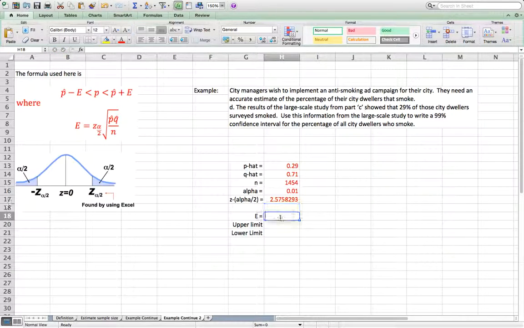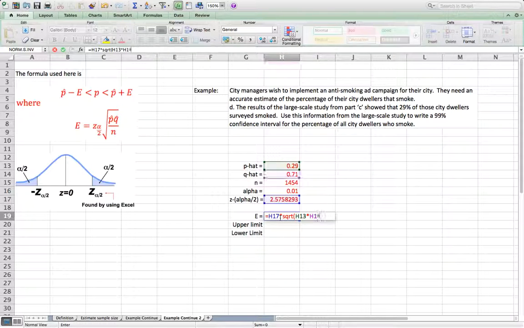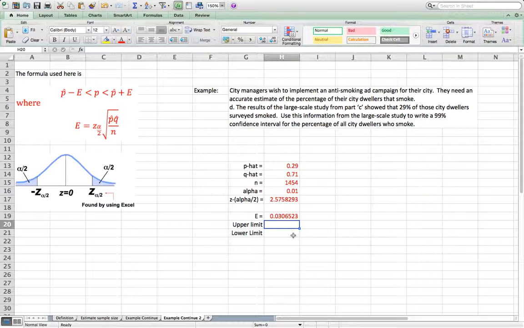So then I calculate the margin of error. For this margin of error, I will use the formula, which equals z alpha over 2, which is my H17, multiply the square root of p hat, which is in H13, multiply H14, then divide by n, which is H15. Okay, so this will give me the margin of error.